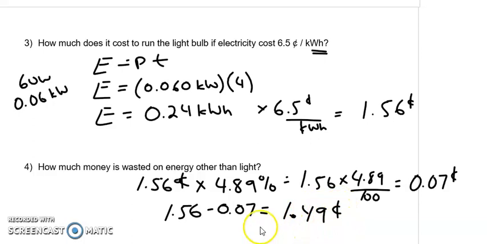You get 1.49 cents. Now, an alternate way we could have done this was simply to take that 1.56 cents and multiply it by the 95.11% of the amount of energy that's going to something else. And that will get you this number as well.